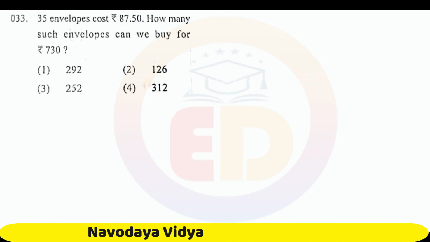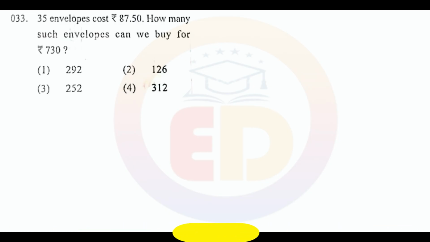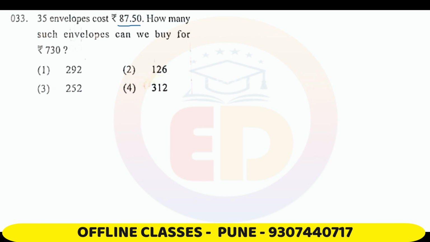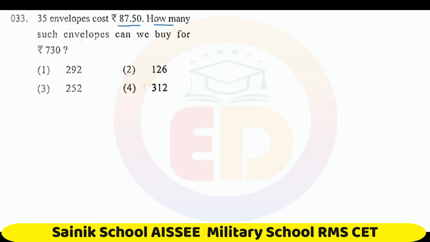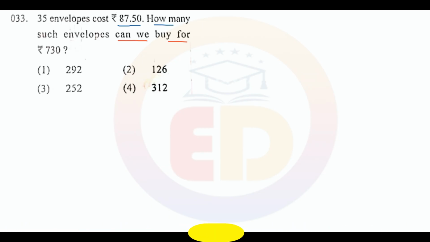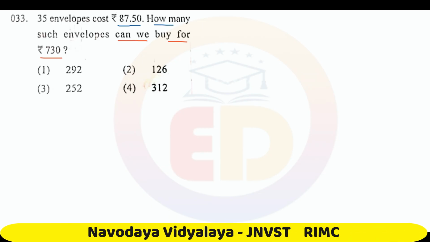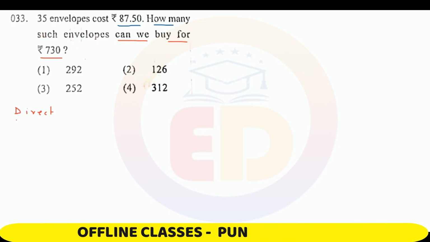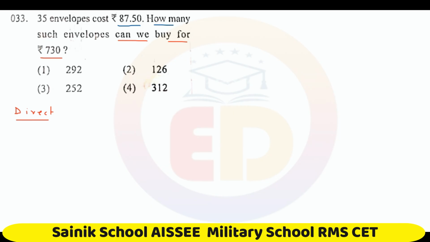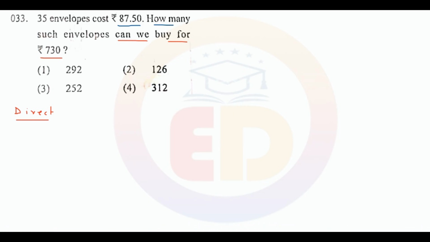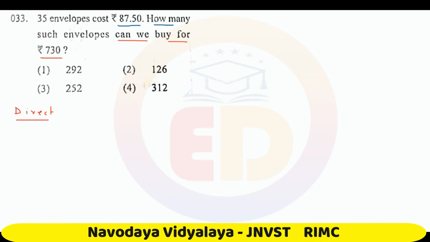Question number 33. 35 envelopes cost 87 rupees 50 paise. How many such envelopes can we buy for rupees 730? A question based on direct variation, because if we want to purchase more envelopes, we will incur more cost. Similarly, if we have more money, we will be able to buy more envelopes.